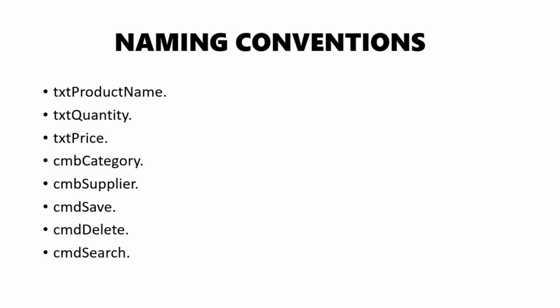For example, txtProductName, txtQuantity, txtPrice, cmbSupplier, cmdSave, cmdDelete, cmdSearch. This may seem like extra work, but trust me, when the project becomes large, you'll be grateful that you did it. Now let's establish another important VBA practice, and that is Option Explicit.